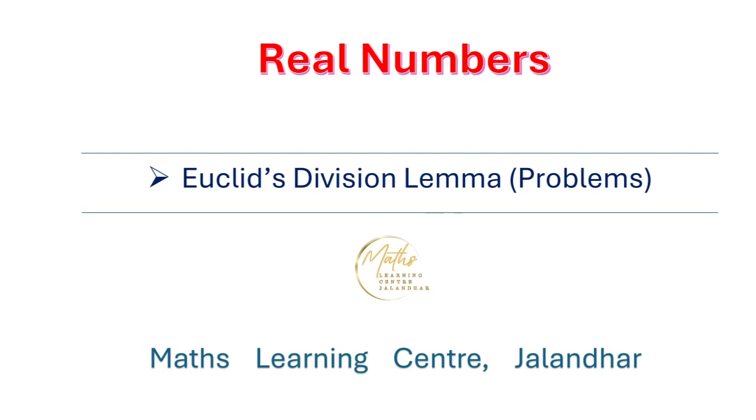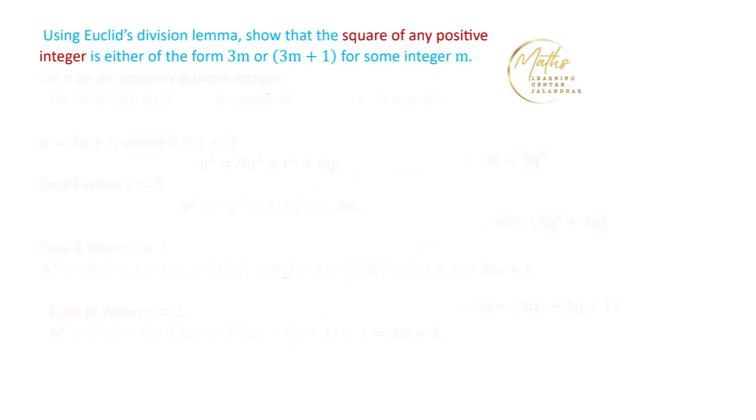In this presentation on real numbers, we are going to discuss certain problems related to Euclid's division lemma. The first question we have over here is: using Euclid's division lemma, show that the square of any positive integer is either of the form 3m or 3m plus 1.